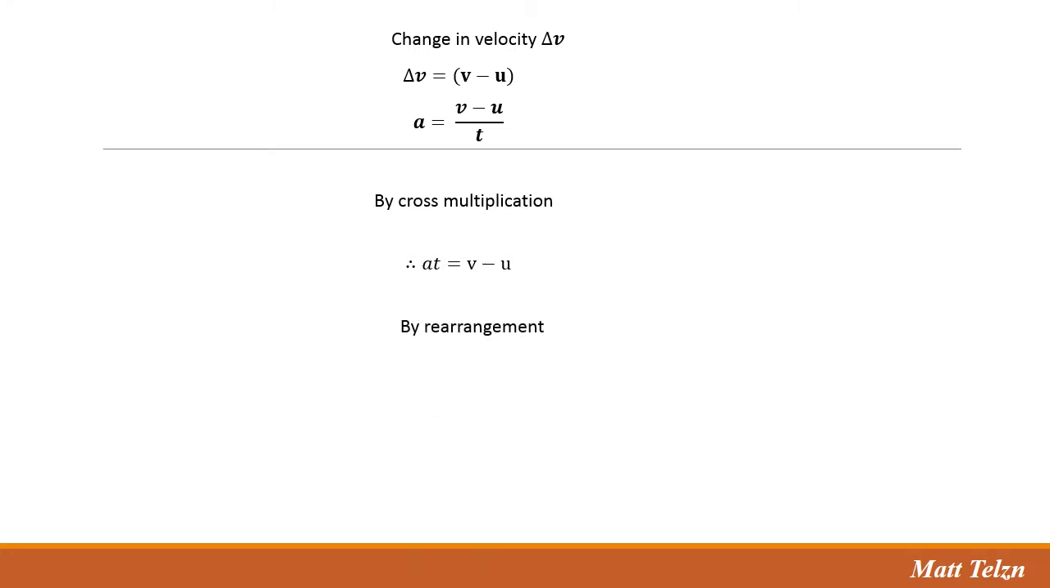Now by rearranging, our equation is going to look like what? By rearranging, we have v equal to u plus at, and this is our first equation of motion. It's very simple, like ABCD. You can go over it again and again, you will understand much better.